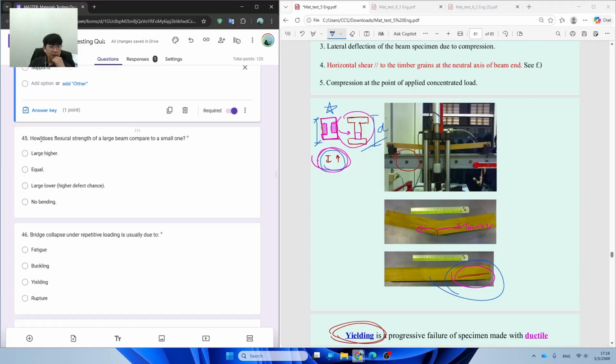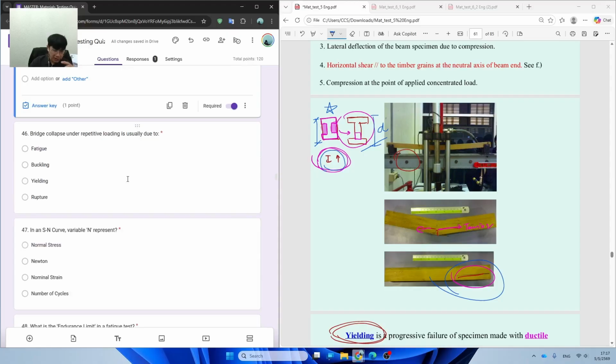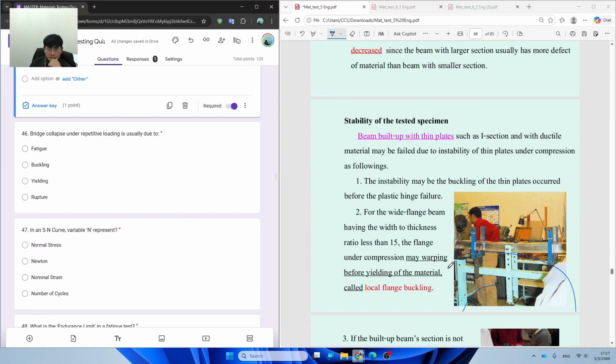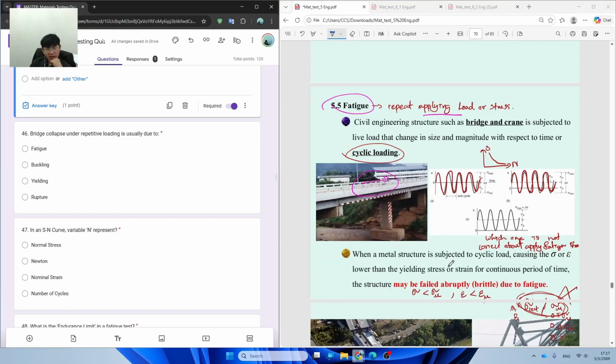And for question 45, how does the flexural strength of a large beam compare to the small one? This one is just a general one. When the beam is larger, it's going to have a higher chance of defects, which means the larger the beam is, the lower the strength can be, compared to the smaller specimens. That's about it for the static bending.